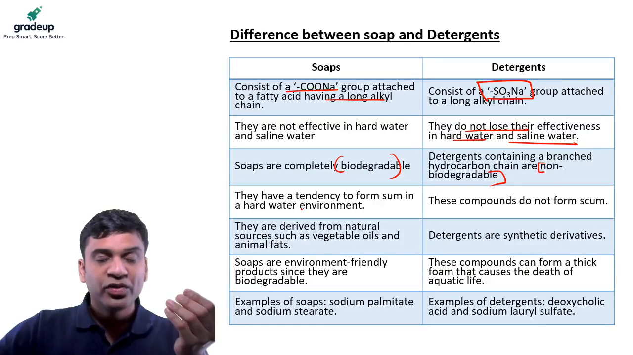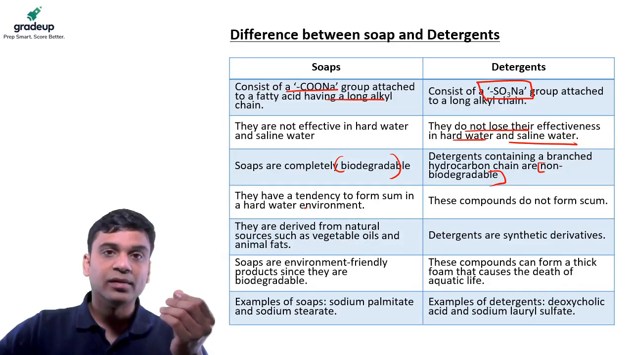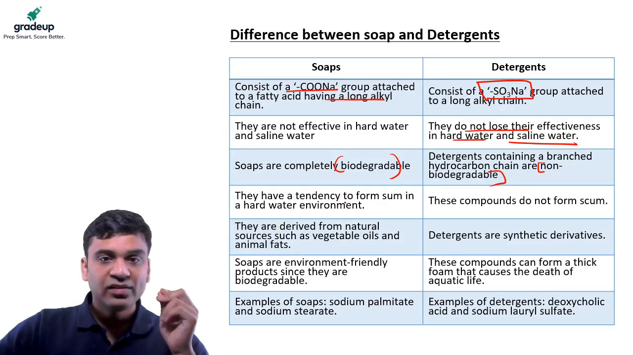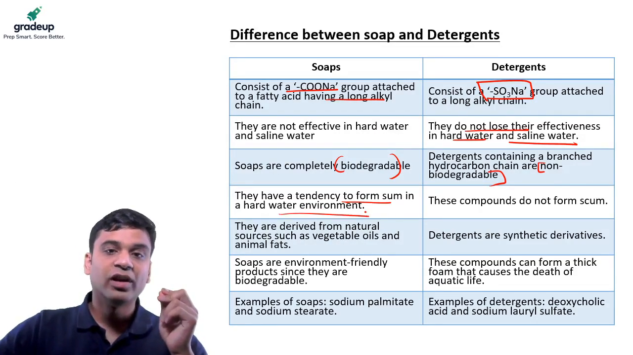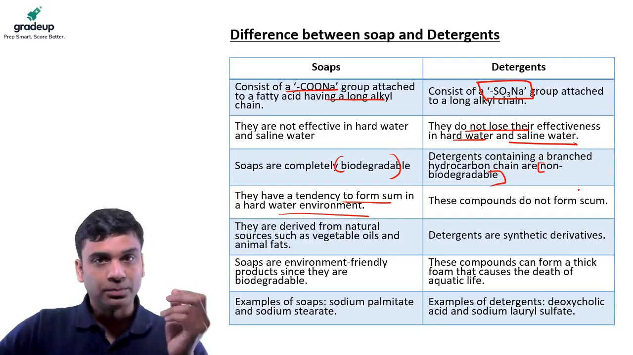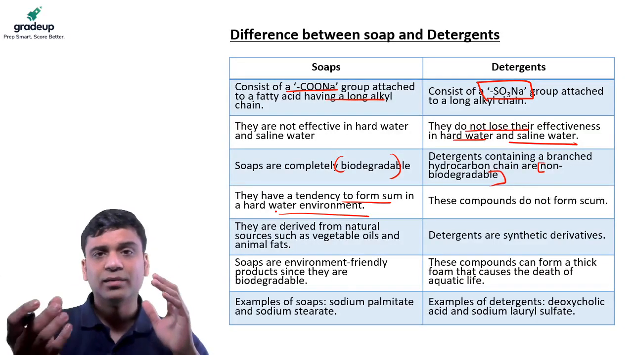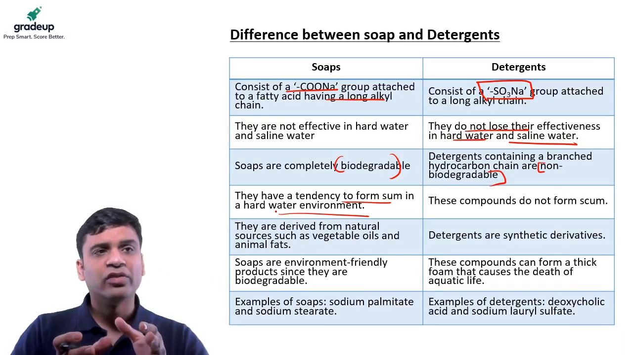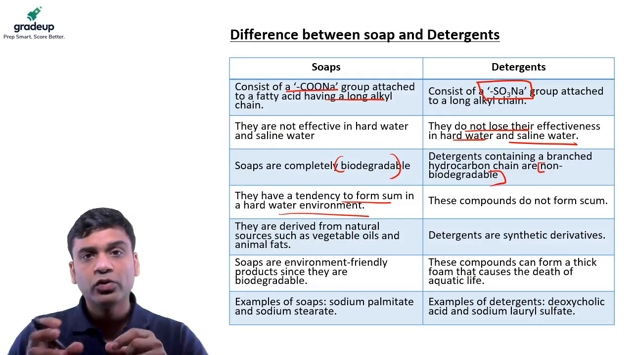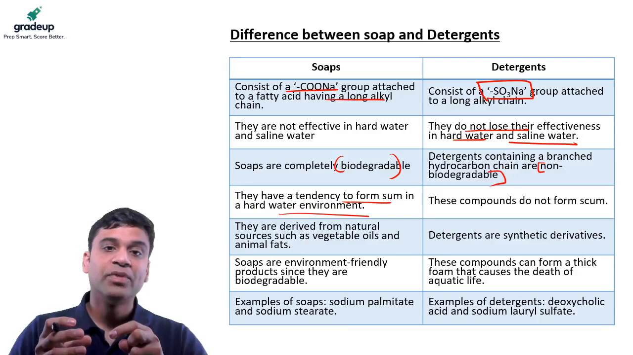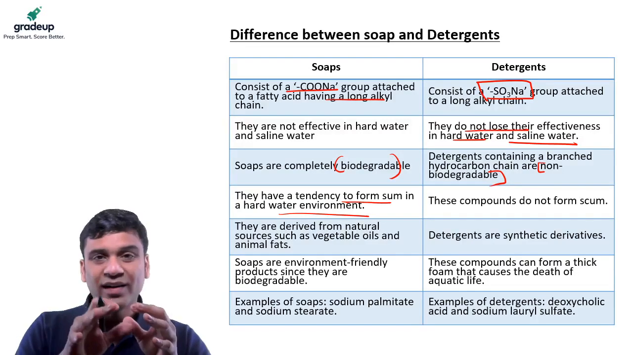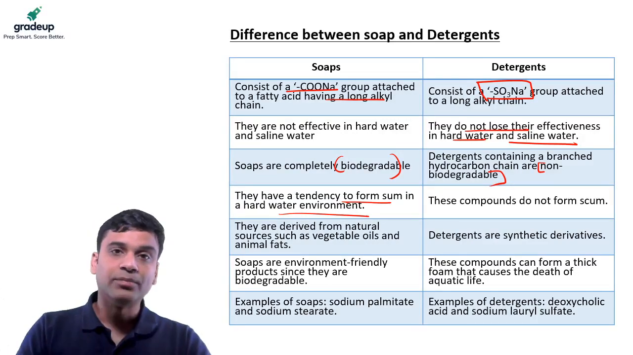And the scum that soap forms, they have a tendency to form scum in a hard water environment, but detergents don't form the scum even in the hard water environment. Not the jag, the scum. I don't know how you should say scum. For example, soap, if you use it in hard water, it doesn't give you the jag. It will just give you the dry, scaly sort of thing, which is scum.